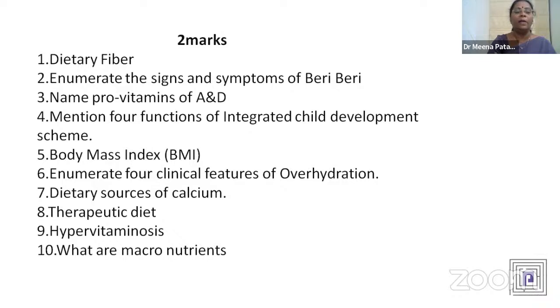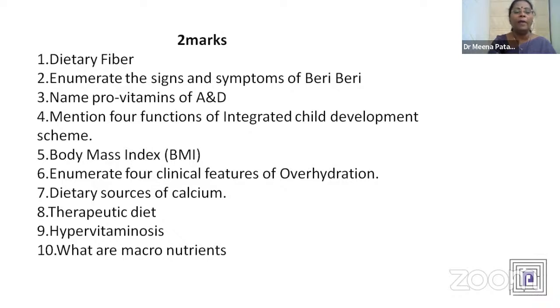There is a gradation, or it's graded into various grades depending on BMI that you must give. Then enumerate 4 clinical features of overhydration. Of course, when you study overhydration, there will be clinical features. So how to identify this? You can write from there. When they are very specific about, say 4, 5, then stick to 4 or 5. And if you remember, you can always write 1 extra.